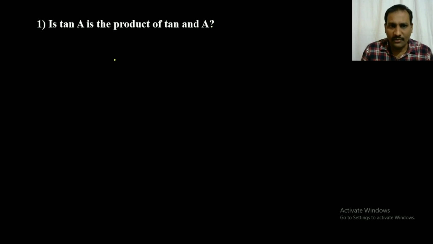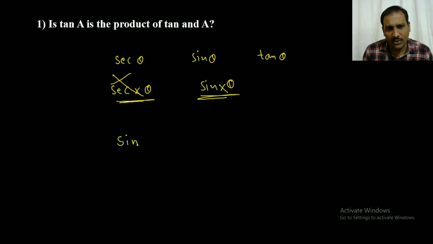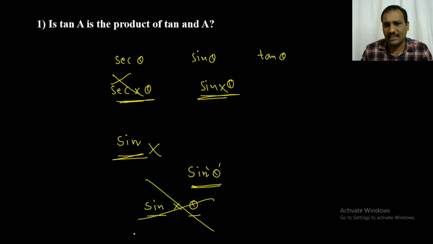The very important thing is that tan A is not the product of tan and A. So whether we take secant theta, sine theta, or tan theta, it is not the product of secant and theta, or sine and theta. If you take sine alone, it has no meaning. Only when you have an angle beside a trigonometric ratio does it have a meaning, sine theta. So remember that it is not the product of the trigonometric ratio and the angle.